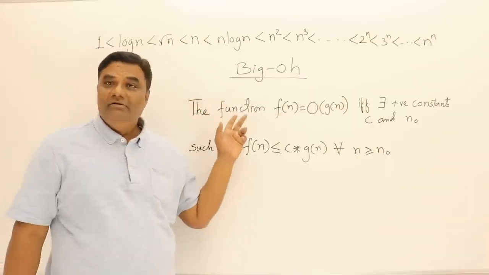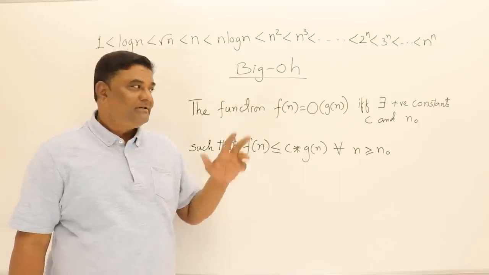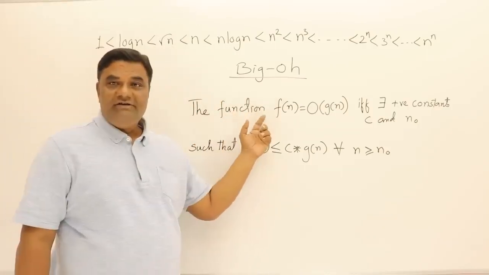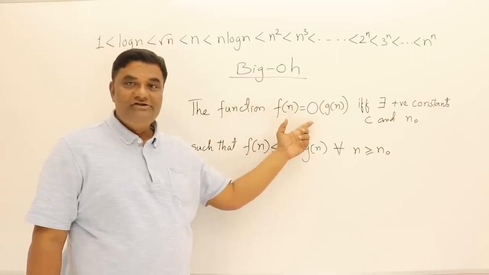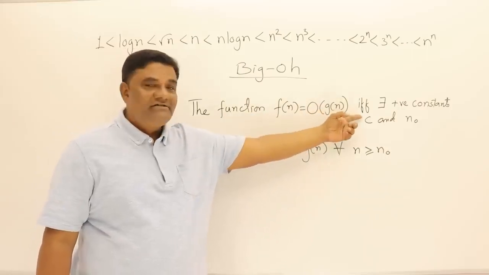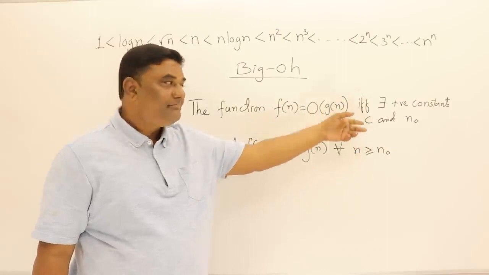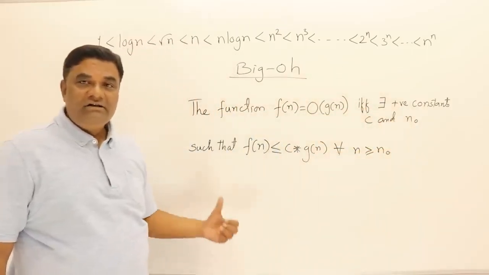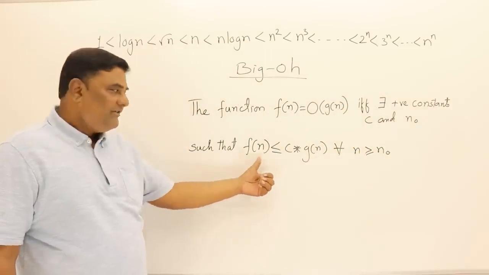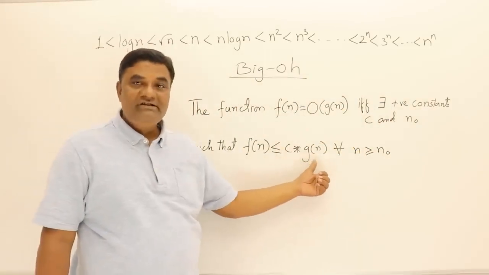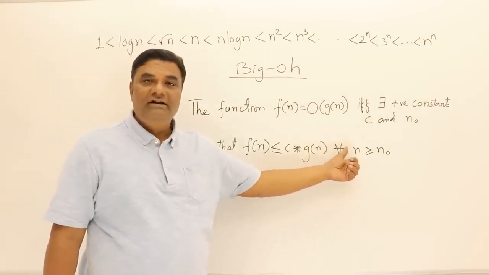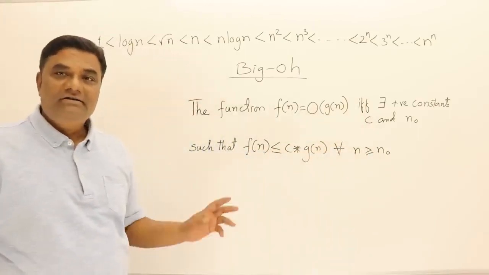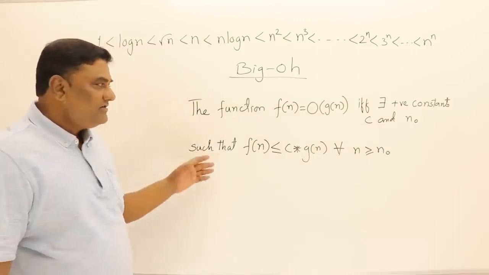This is the big O notation. As per the definition, the function f of n is equal to big O of g of n if and only if there exist positive constants c and n0 such that f of n is less than or equal to c into g of n for all n greater than or equal to n0. This is the definition. Now what does it mean?